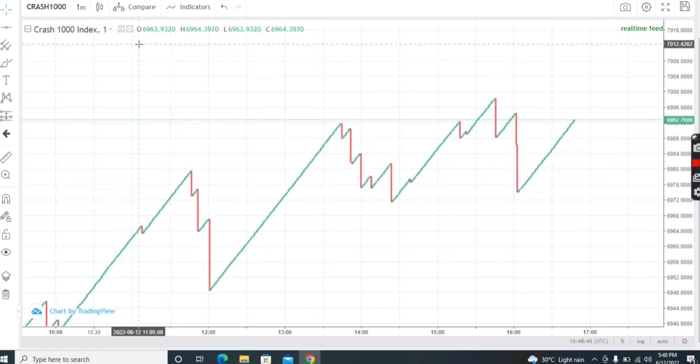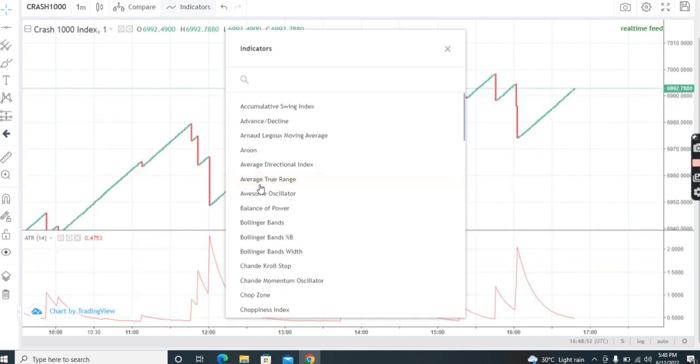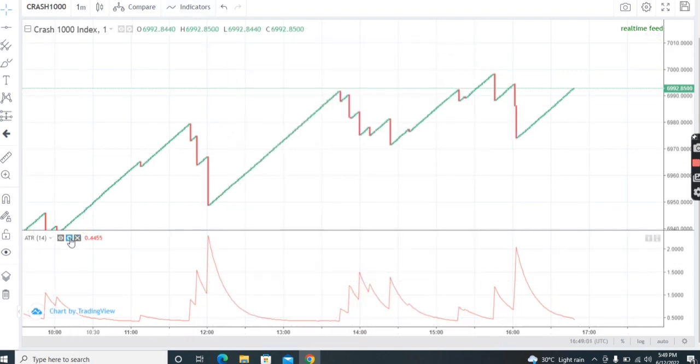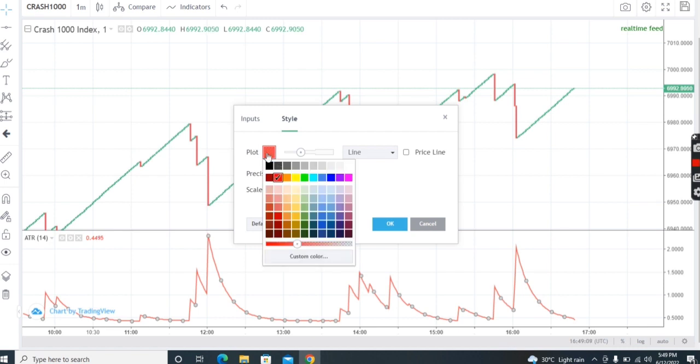The first indicator I would need for this strategy, I'll click on the indicator tab and get the ATR, the average true range, which is on my screen right now. You can see the average true range. I'm going to click on the settings. It's just the default setting, but I'll just need to change the style.